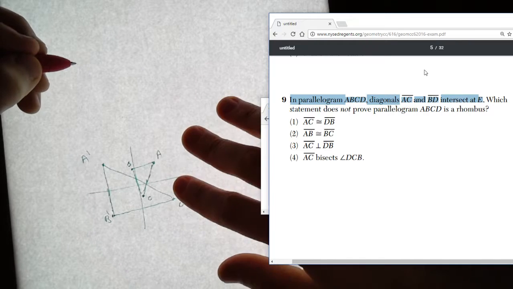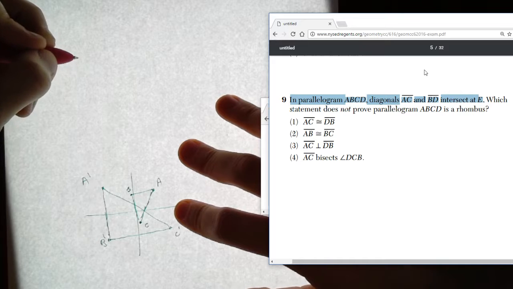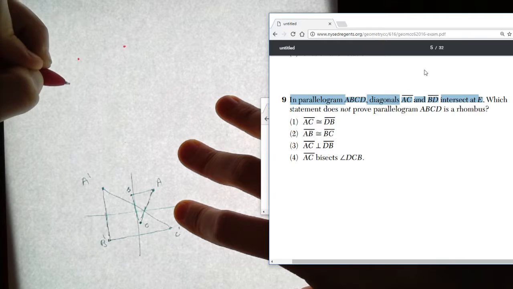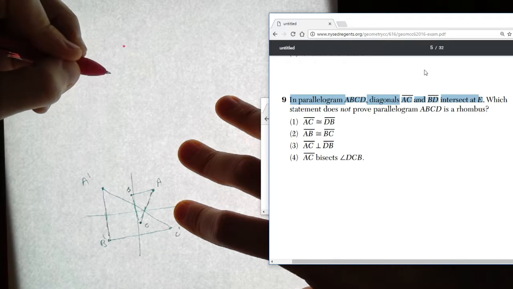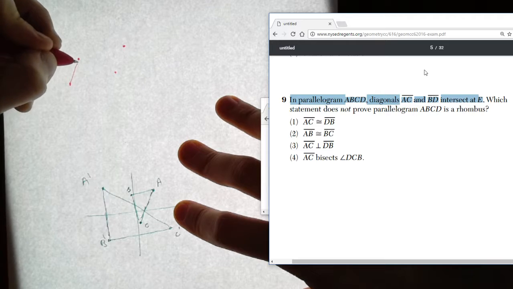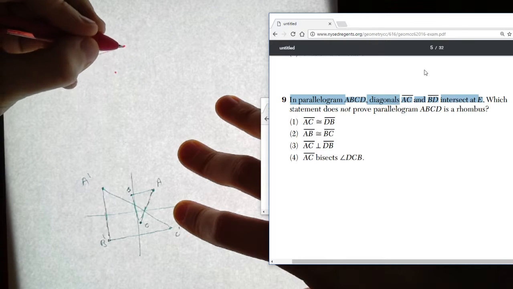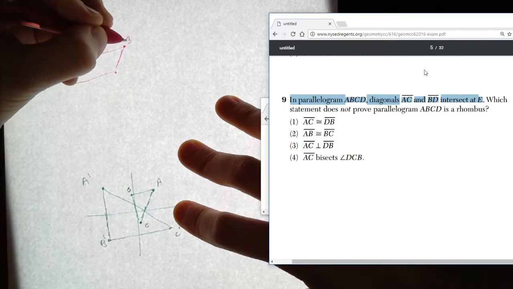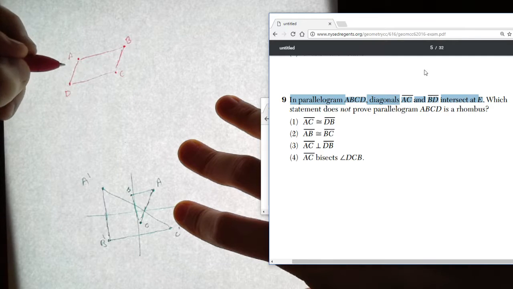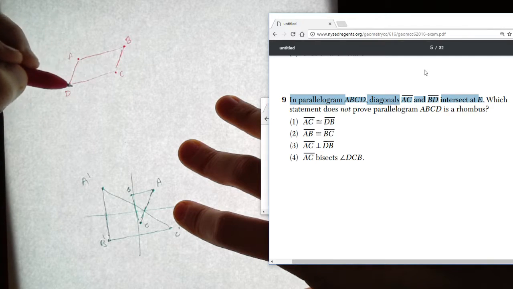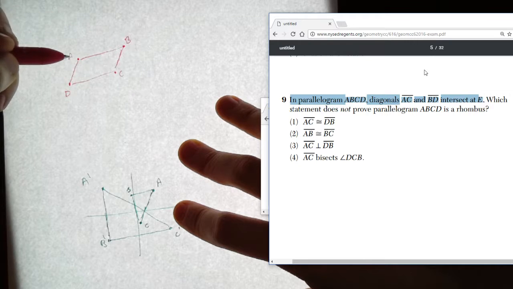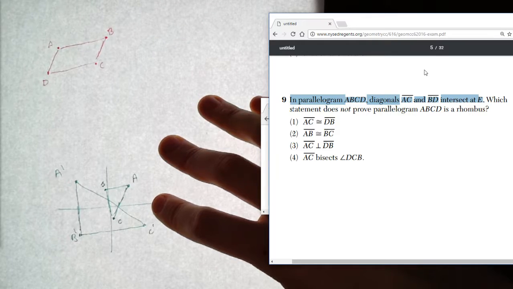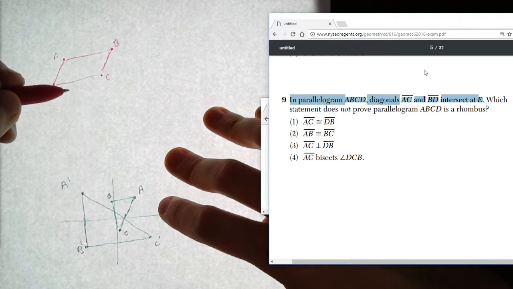In parallelogram ABCD, I'm going to draw out a parallelogram A, B, C, D, more or less. Here is my parallelogram. Make sure when you're drawing a parallelogram, it goes either all clockwise or counterclockwise. Don't go like how you read a book. You're going to mess it up. That's just naming shapes. You have to go either clockwise or counterclockwise.